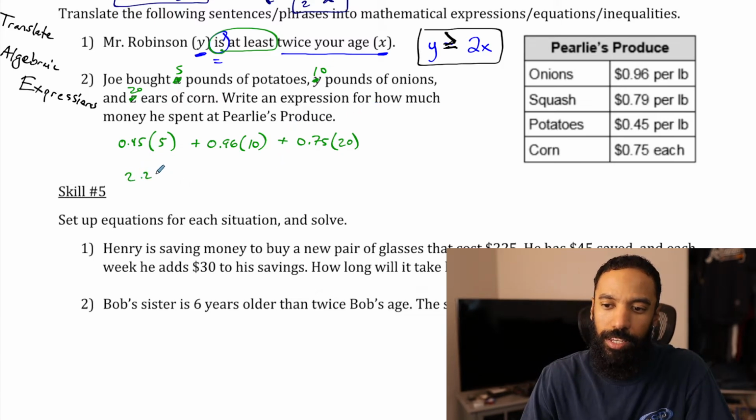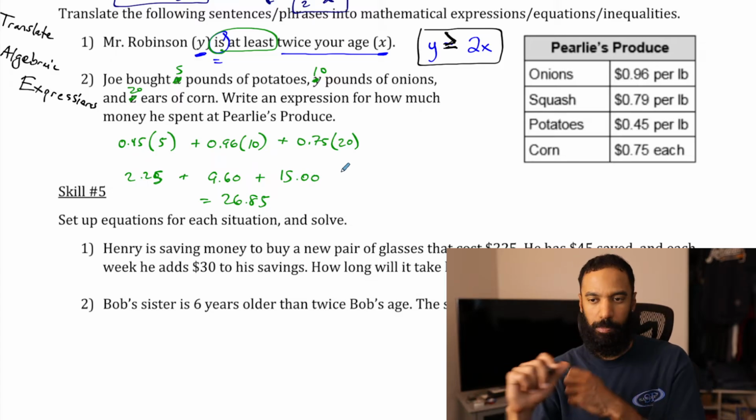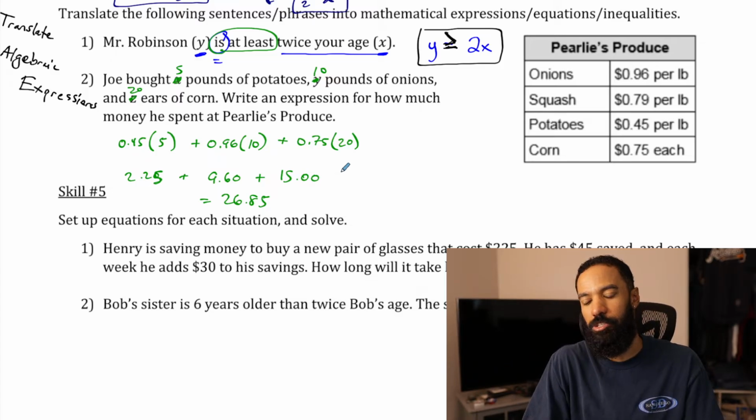So what's 220? No, I'm sorry, 225. 225 plus 960 plus $15 right there. That is $26.85. Joe spent $26.85 at Pearlie's Produce.